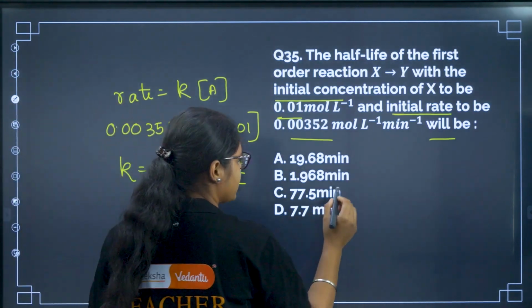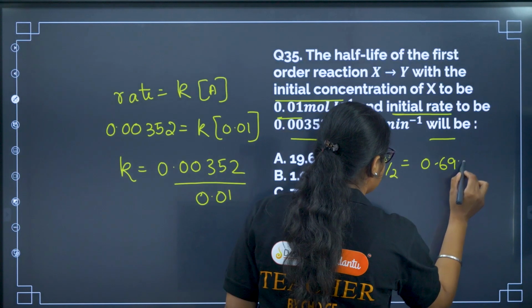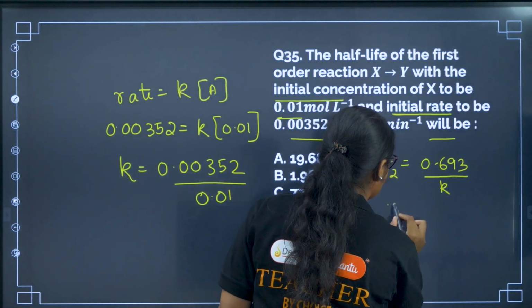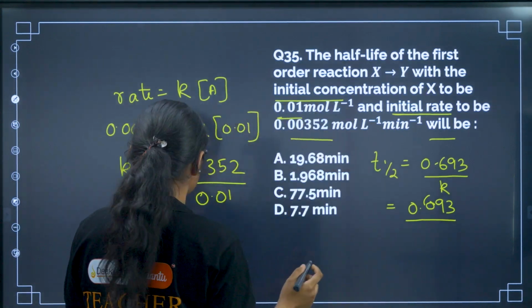Half-life is asked, right? So can I write half-life is equal to 0.693 by K value? So that is equal to 0.693, and I can substitute this K value here.